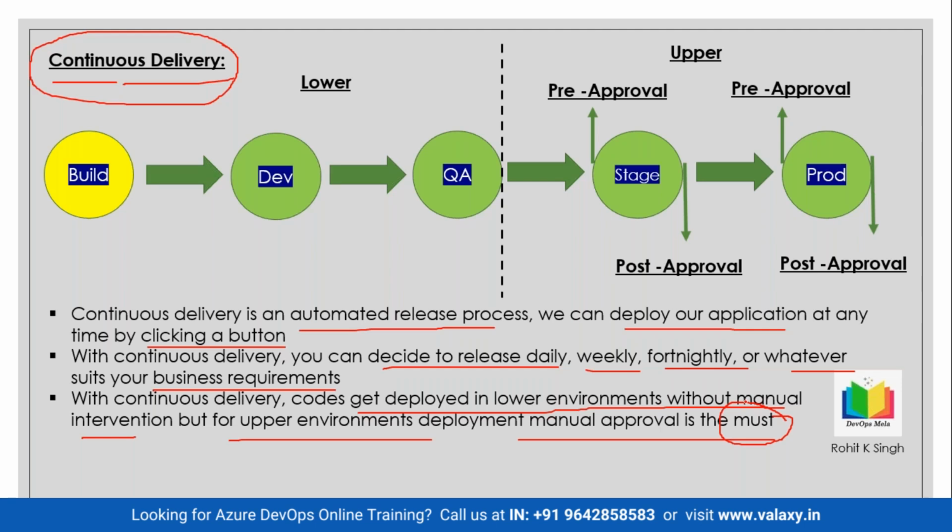The major drawback of continuous delivery: it's not DevOps, guys. DevOps says once your build is done and everything looks good, the changes should be made available in production as soon as possible. With continuous delivery, we don't have that option.